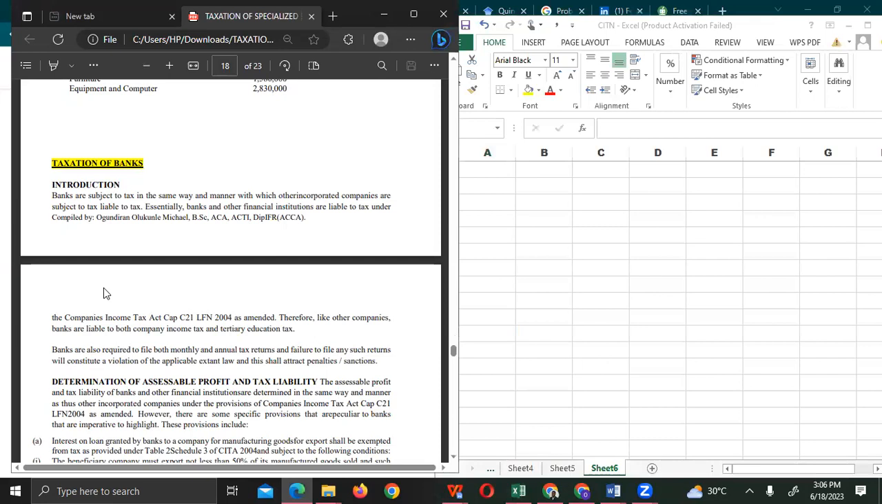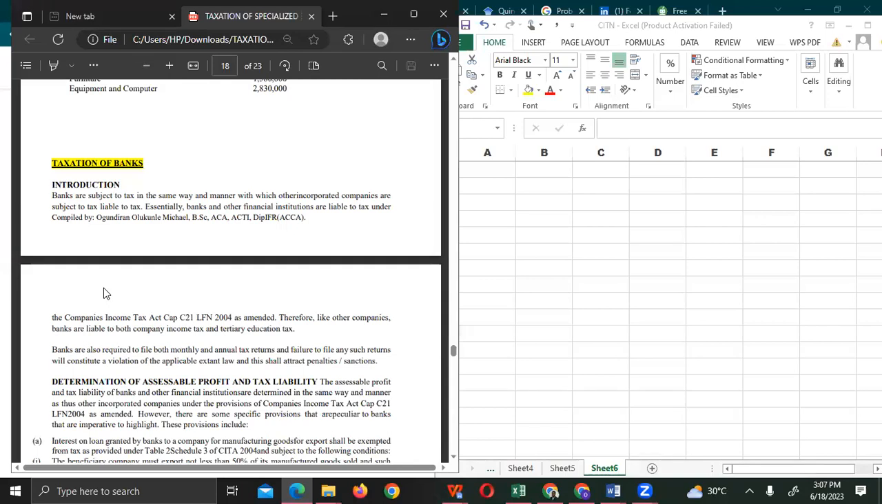Banks are subject to the same tax in the same way as other incorporated companies. The only difference is that banks generate their income through interest income and investment income. So their major model of getting revenue might be different from other conventional businesses. Banks would also file their annual returns just like other companies, before 30th of June, for all companies whose accounting year is 31st of December.